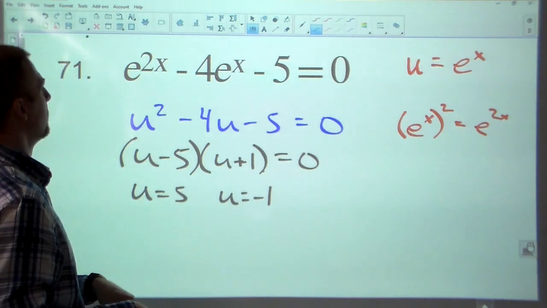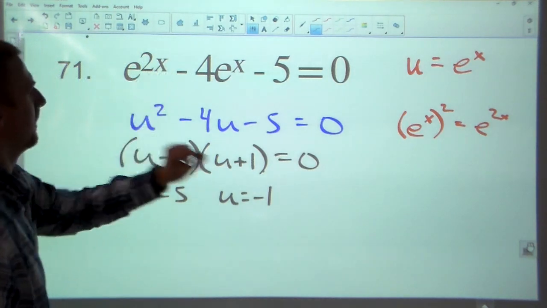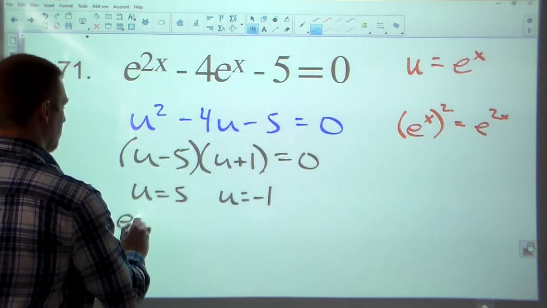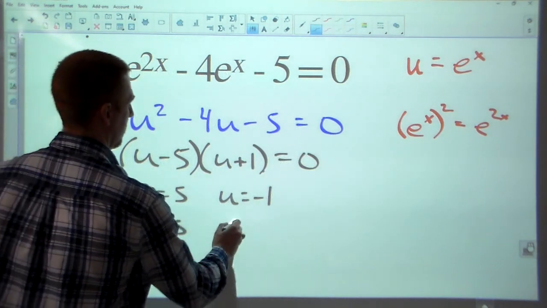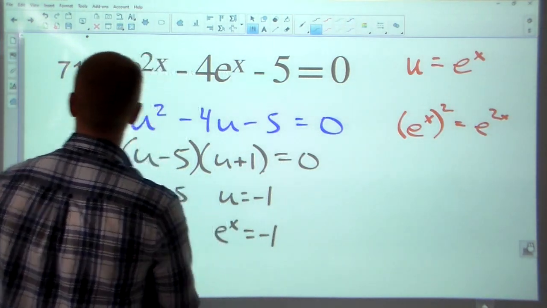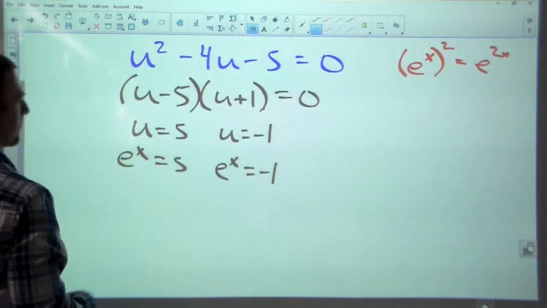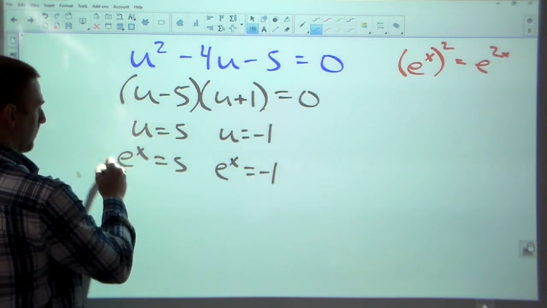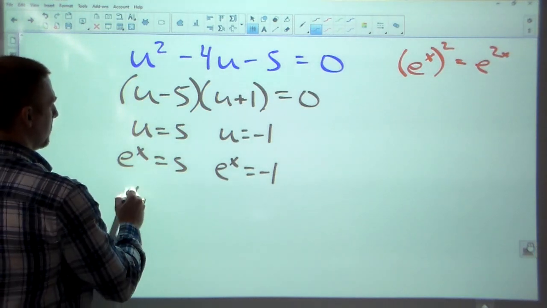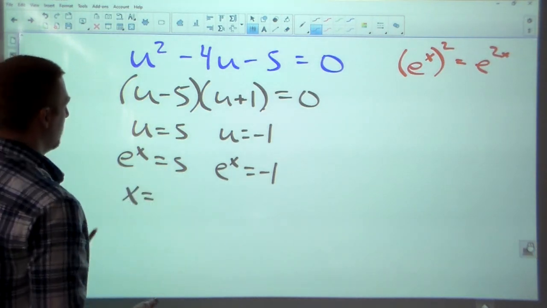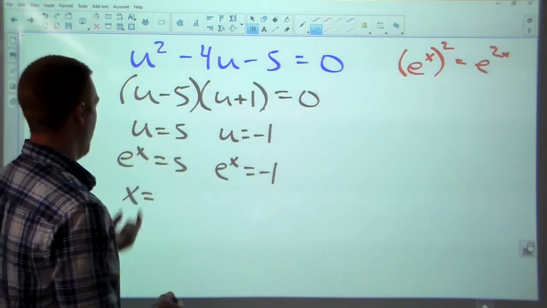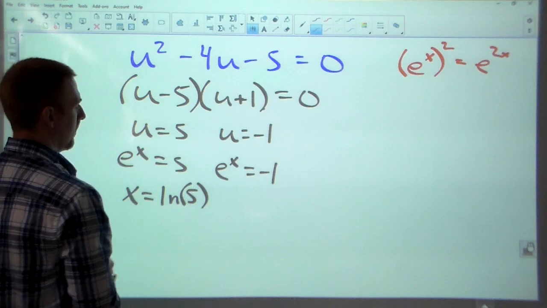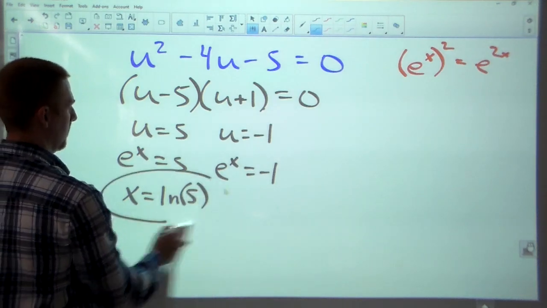But we didn't have u in the beginning, we were solving for x, so we need to get that back in. So u is e to the x. Now we substitute back in. And let's solve for x. So to solve for x, we're going to take the log of both sides, take a natural log. Natural log undoes e. So if we take, or just rewrite it, log base e of 5 is x, which is natural log of 5. Okay, so there's one solution.